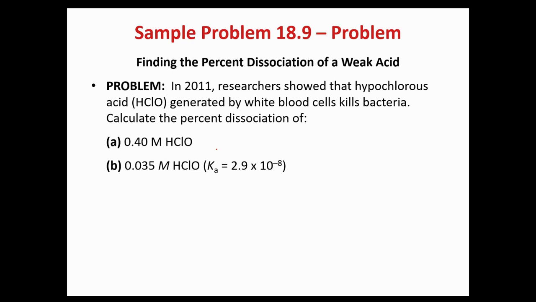Okay, so what this is really trying to get you to think of is just the last concept. Here we have a 0.40 molar HClO and a 0.035 molar HClO. So this is hypochlorous acid, and it is in equilibrium. So we can write out its ionization with water.